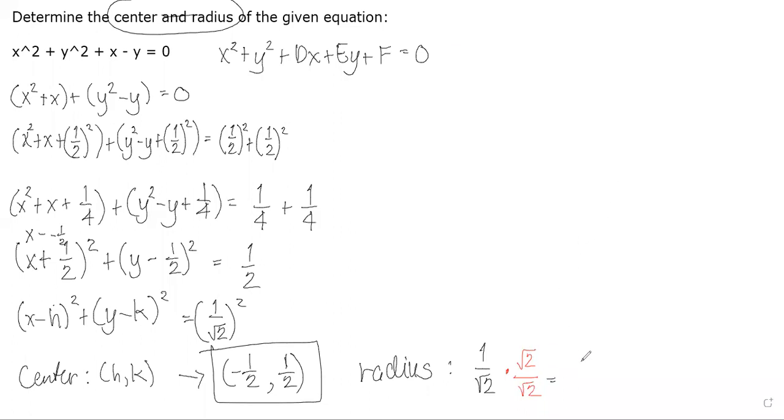Ayan. The square root of 2 times 1, the square root of 2. Then square root of 2 times square root of 2, square root of 4. And that is just equal to 2. So, ayan. Square root of 2 over 2. Yung radius niya. And that's it. Center, negative 1/2, comma 1/2, and the radius square root of 2 over 2.